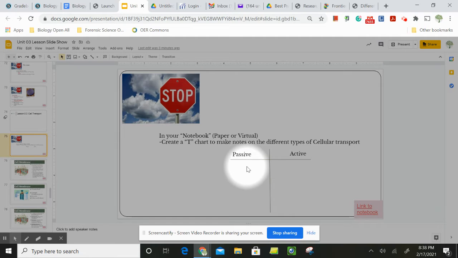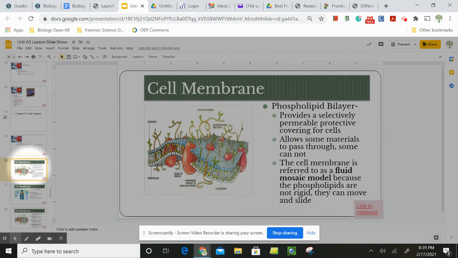This will be a short answer question on the test, and it's a T-chart that compares the different types of cellular transport, active transport and passive transport. Cell transport really has everything to do with how materials get into and out of the cell.